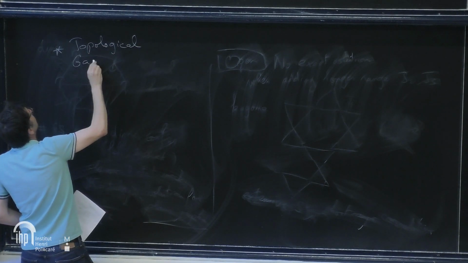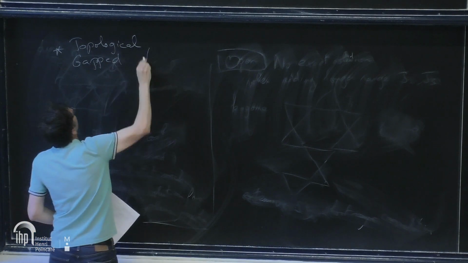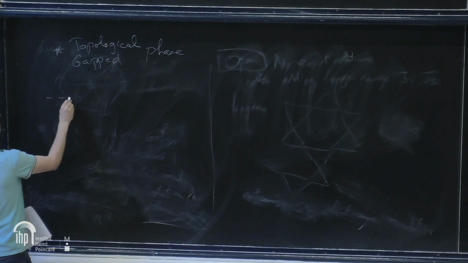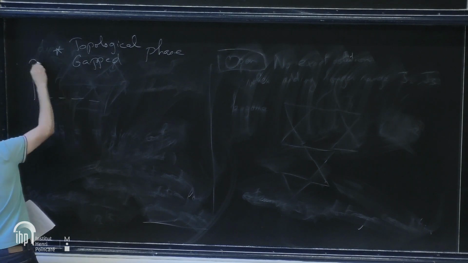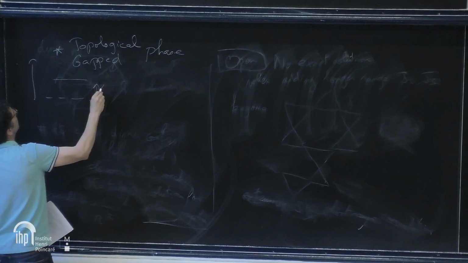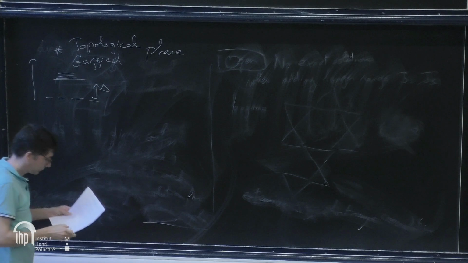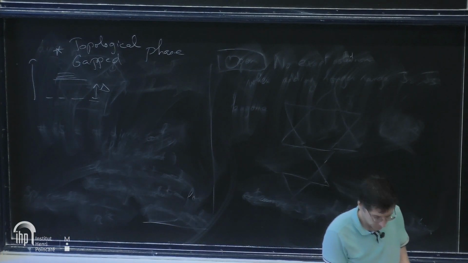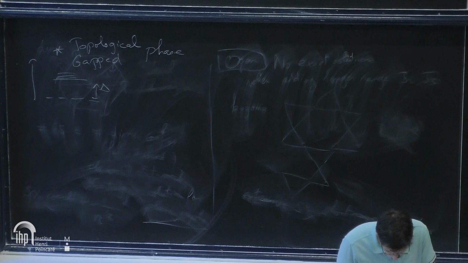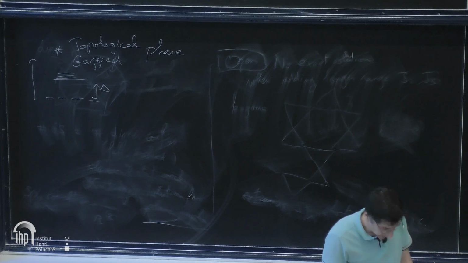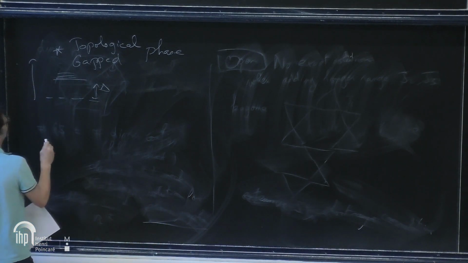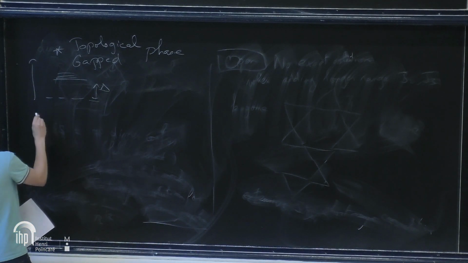So gapped. So topological gap phase. So I want some degeneracy like this plus a gap. So maybe first I will, yeah. So they do exist in some models.